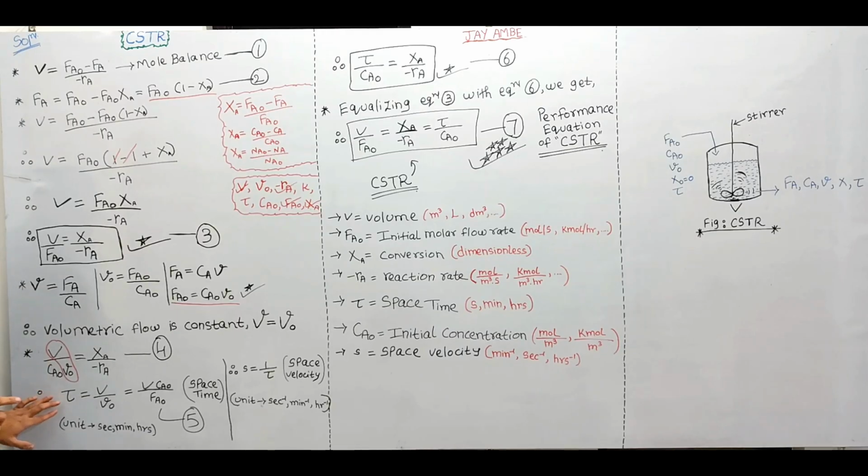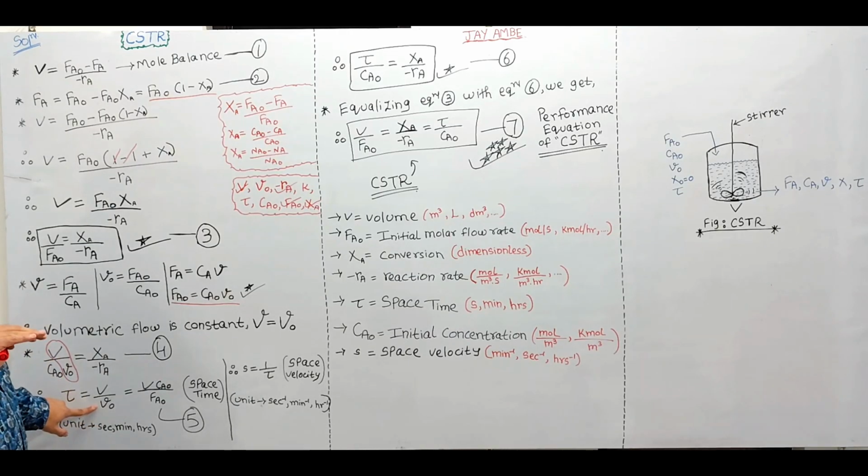Now the space time, denoted by tau, is the ratio of volume to volumetric flow rate. We already know nu naught is equivalent to the initial molar flow rate Fa naught divided by the initial concentration Ca naught. Substituting the value of nu naught as Fa naught divided by Ca naught, finally we get tau is equal to V into Ca naught divided by Fa naught. It's called the space time. The units of space time are seconds, minutes, hours. I hope up to here you have understood.